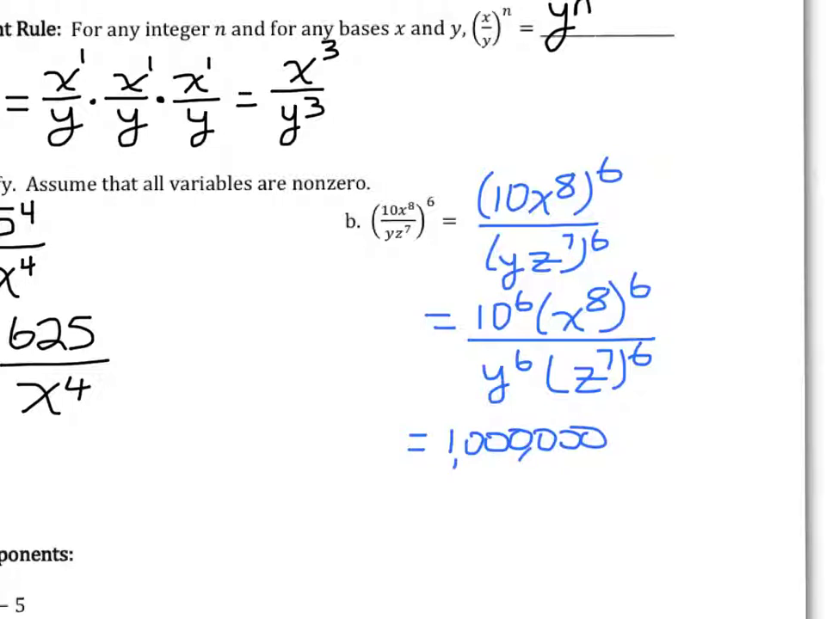x to the 8th to the 6th power. Now that sets up a power rule. So I multiply the 8 and the 6, I get 48. So I get x to the 48th over y to the 6th. And z to the 7th is raised to the 6th power. Again, that's a power rule. So I multiply those exponents. That'll be z to the 42nd power. Okay? And that encompasses all the rules that we're going to study.